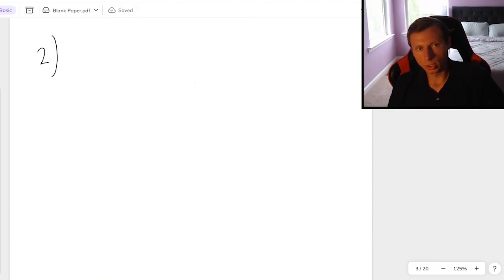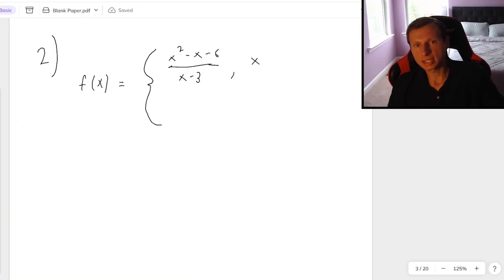Now we're going to do one more example. This one's going to be tougher. It's going to be a piecewise function with 2 parts. The first one has a fraction, x squared minus x minus 6 divided by x minus 3. That is when x is not equal to 3. And when x is equal to 3, we're going to have the function just x.